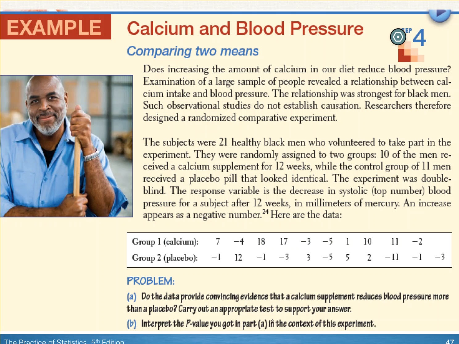So we had 21 healthy black men who volunteered to take part in the experiment. They were randomly assigned to two groups. 10 men received a calcium supplement for 12 weeks, while the control group of 11 men received a placebo that looked identical. It was double-blind. The response variable is the decrease in systolic blood pressure for the subject after 12 weeks, in millimeters of mercury, and an increase appears as a negative number. So here are the data.